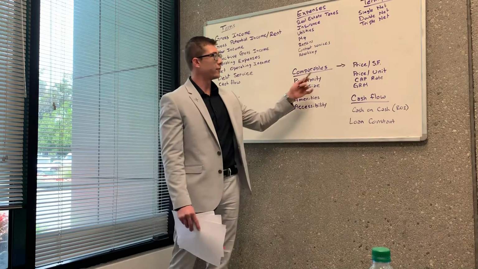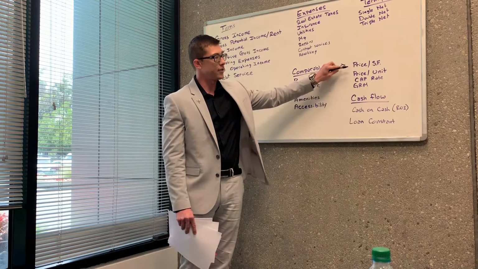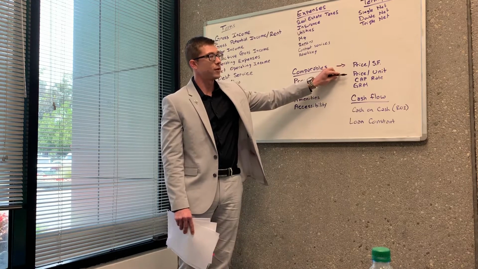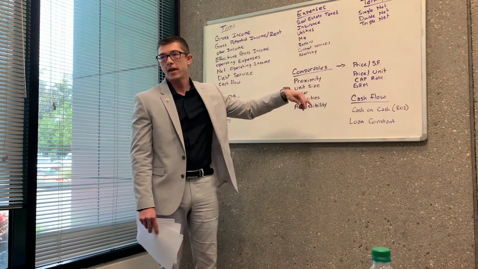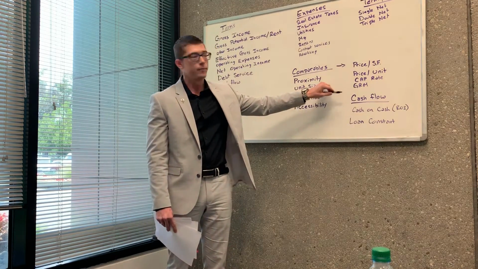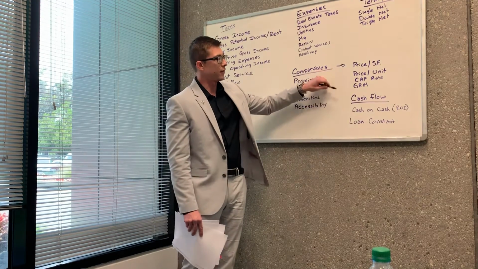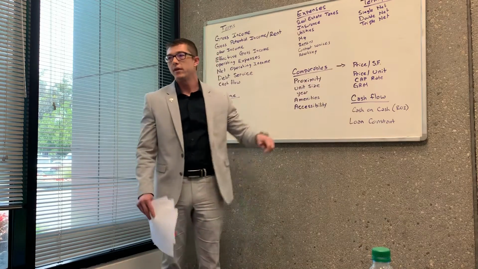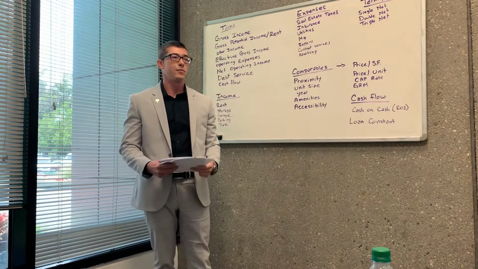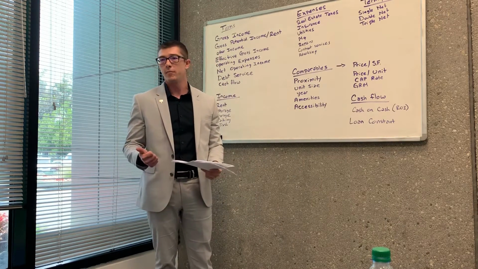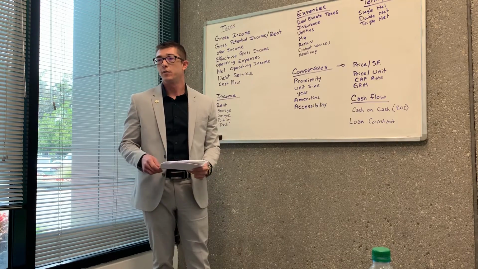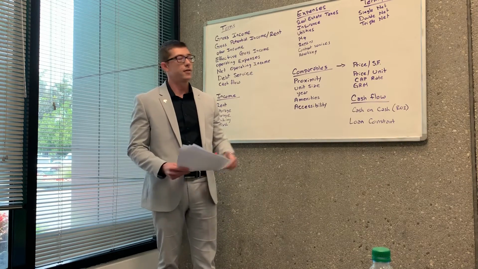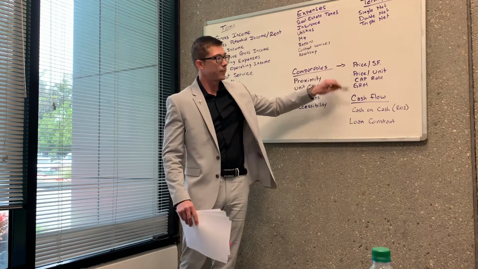What we really want to look for in the comparables is our price per square foot, our price per unit, our cap rates, and for multifamily, your GRM. And with price per square foot and price per unit, a lot of times you don't know how many units are in the building or how large the units are, and that can skew these numbers as well.